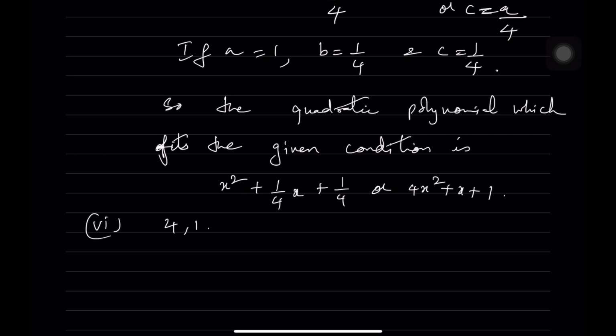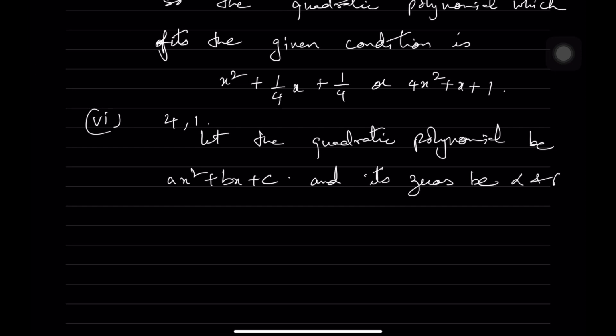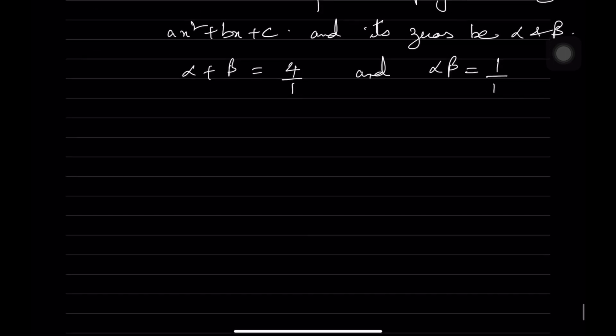Now the last problem in this exercise is 4 and 1, the sum is 4 and the product is 1. So let the quadratic polynomial be ax square plus bx plus c, and its zeros are alpha and beta. So then alpha plus beta is equal to 4 by 1, which we can write as minus b by a is equal to 4 by 1, or minus b is equal to 4a, and c by a is equal to 1, c is equal to a.